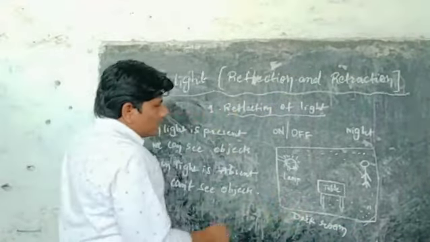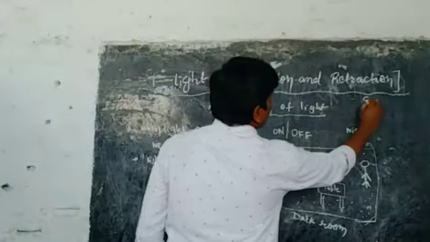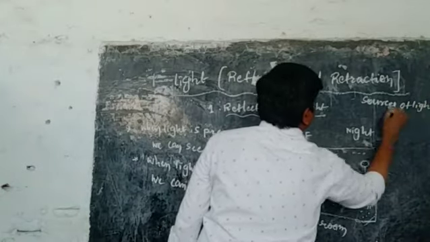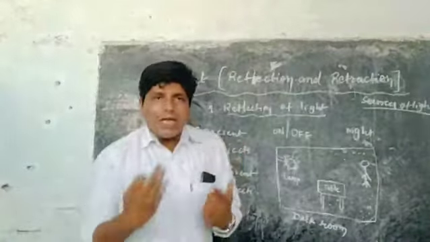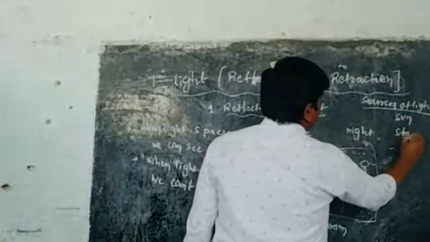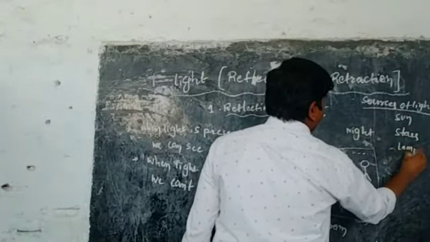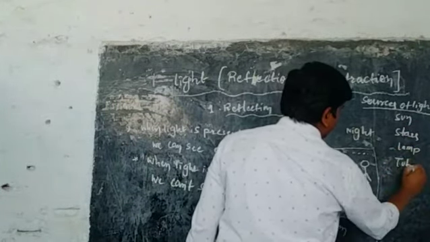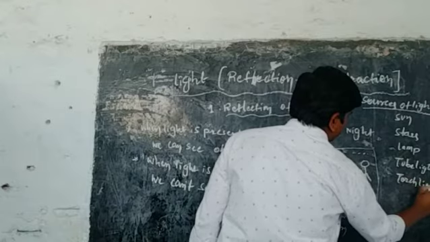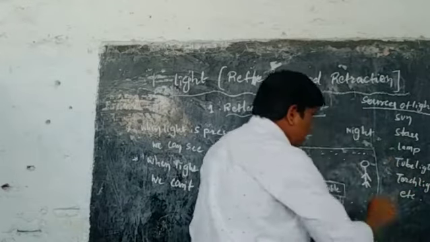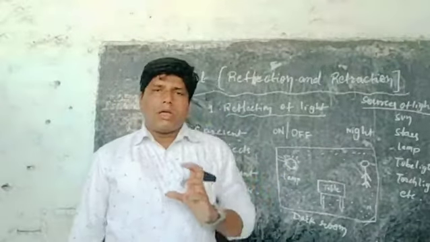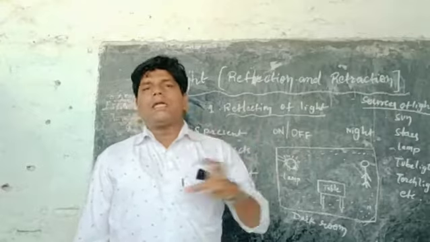So before that, we need to know about some sources of light. What is a source of light? The thing which makes light, like sun, stars, lamp, tube light, torch light, etc. These are some sources of light. In the same way, the lamp is also a source of light. So the lamp, as it is a source of light, emits the light in all directions.